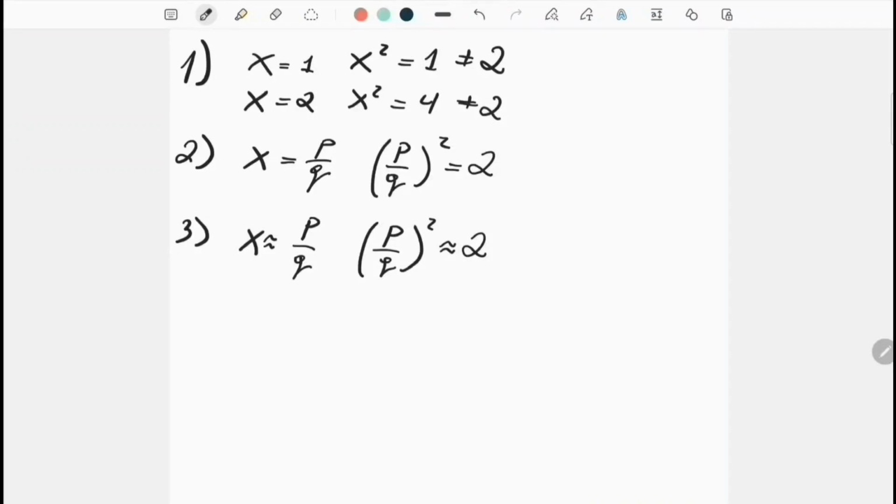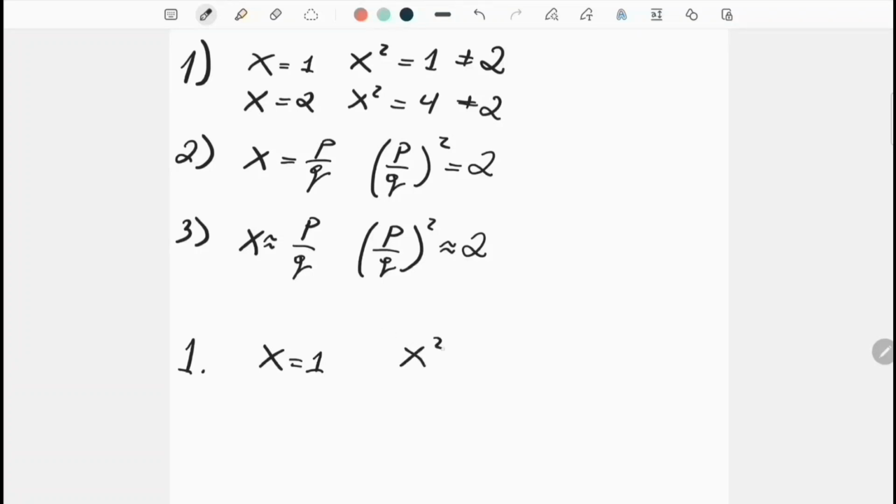Now we describe the iterative method for solving the x squared equals 2 equation. So let us start with the first step of this method. At this step, we need to guess a number whose square approximately equals 2. And we don't need to make a very accurate guess. So I will pick x equals 1.